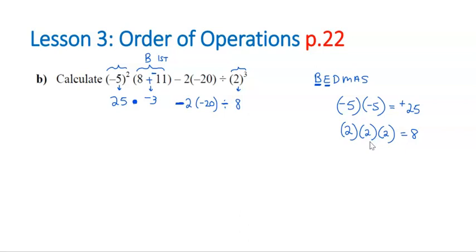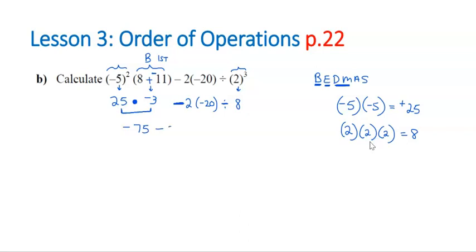I have multiplication operation, I have subtraction, even though that looks quite ugly, and I have division. I can't do subtraction until I finish multiplying and dividing, and the division and multiplication has to go left to right. So my next job is to go ahead and do multiplication. It's furthest left. 25 times negative 3 is negative 75.